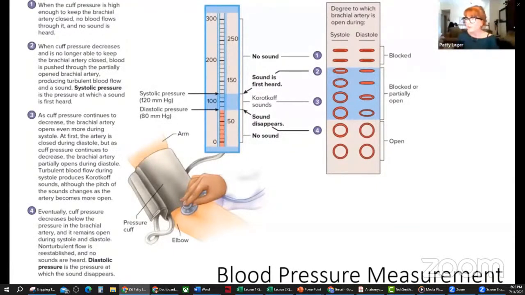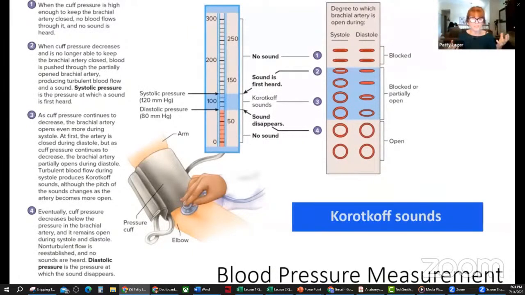You wrap the cuff around the brachial artery. So this blood pressure cuff is wrapped around that brachial artery. You palpate where the brachial artery is on your patient, so that's where you're going to be placing the stethoscope. And as you listen with the stethoscope, you're going to hear little noises, which we call Korotkoff sounds.